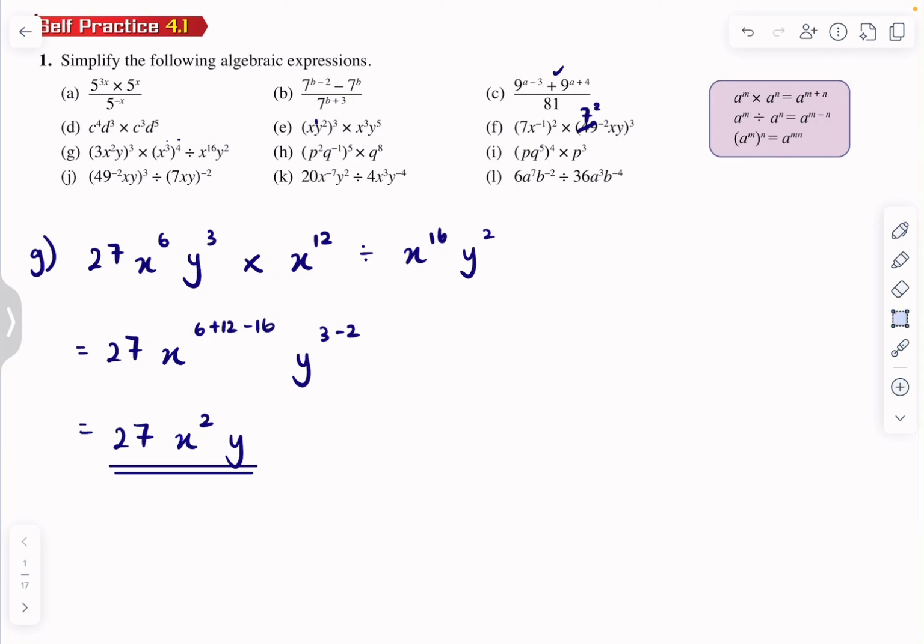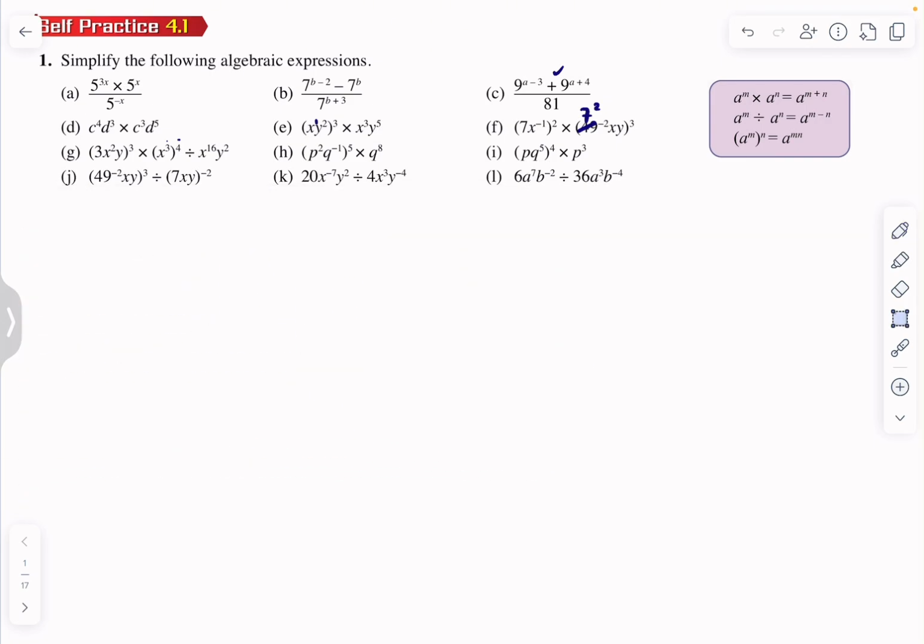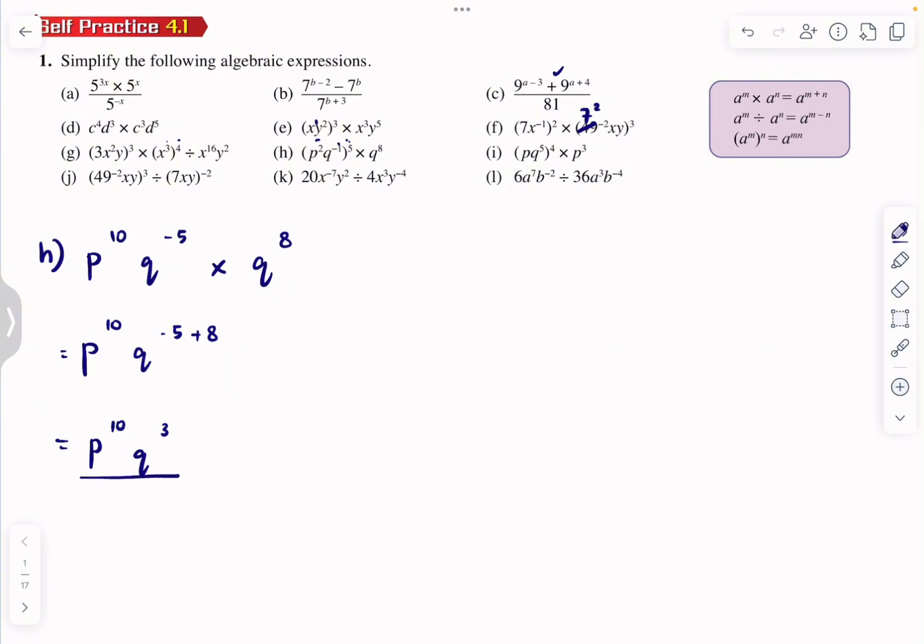Then we have H. H, same thing. So p to the 2 times 5 is p to the 10. Negative 1 times 5 is negative 5, times q to the power 8. So p is just 10. Q will be negative 5 plus 8. So p to the 10, q cubed. Done.